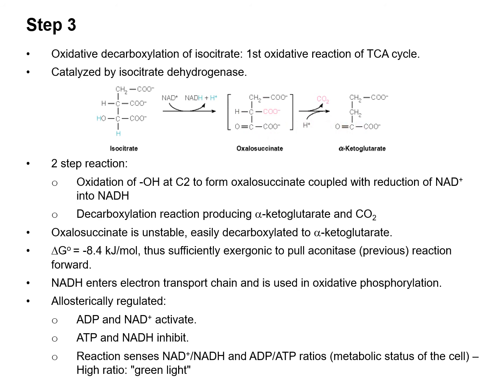And indeed, the delta G naught is minus 8.4 kilojoule per mole. Therefore, there's a sufficient exergonic process, or the energy, to pull the aconitase reaction, which was the previous reaction in step 2, going forward. And NADH that was generated here later enters into the electron transport chain and is used in oxidative phosphorylation. And this reaction, driven by isocitrate dehydrogenase, is allosterically regulated.